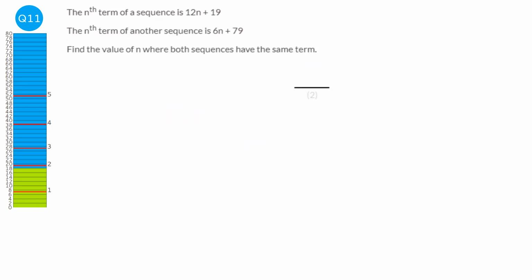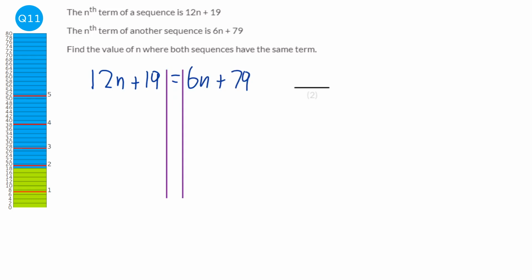So we're asked to find the value of n where both sequences have the same term. So I'm going to start off by equating both nth terms to each other, and then we can find the value of n which gives the same term. So I draw my lines down, and I'm going to start off by getting rid of the n's from both sides. So we look to see which is the smaller amount. So we've got 12n and we've got 6n, so the smaller amount is the 6n. So we're going to take away 6n on both sides.